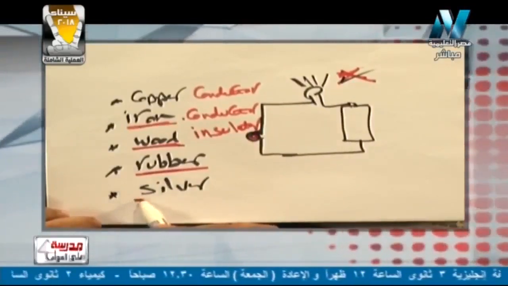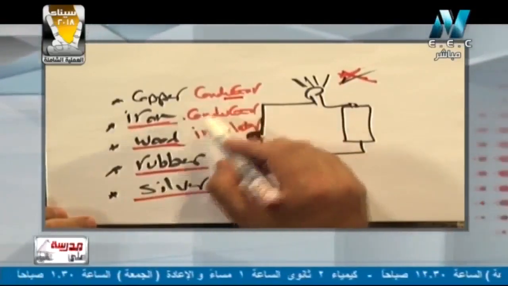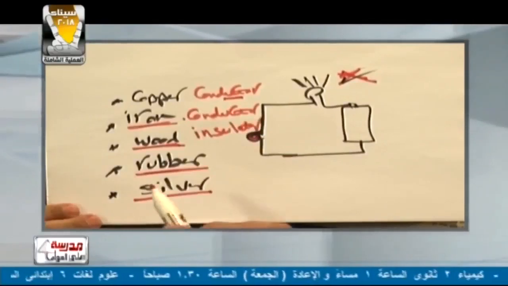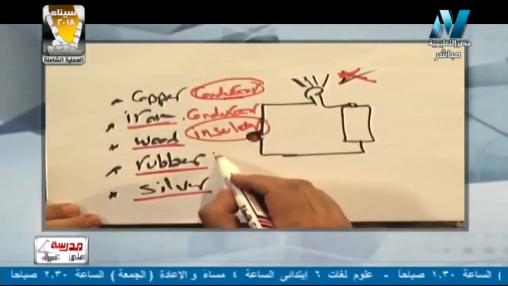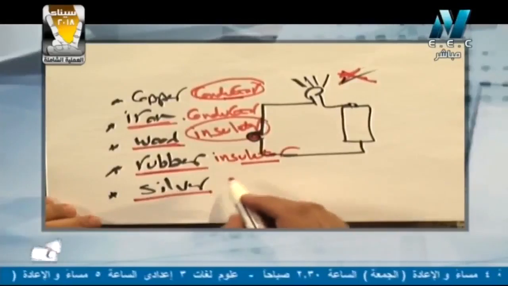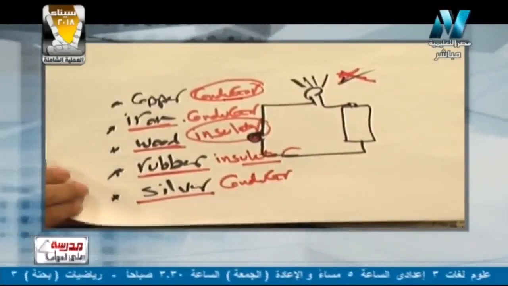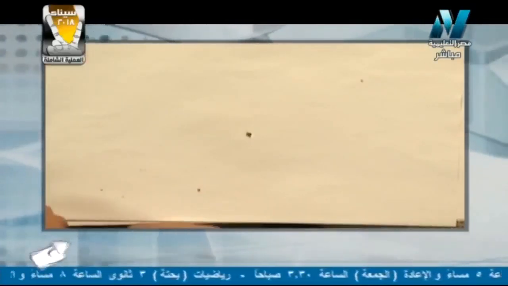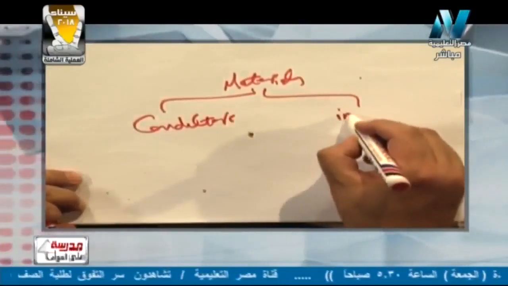What happens if I put silver? Silver is also a conductor, such as copper and iron. So we can classify materials into two types, which are conductors and insulators. For example, rubber is an insulator. Rubber أو المطاط هو مادة عازلة. Silver is a conductor. So we can say that we have two types of material which are conductors and insulators. And we can write here, materials are classified. المواد بنقسمها نوعين. ايه هما؟ Conductors and also insulators.